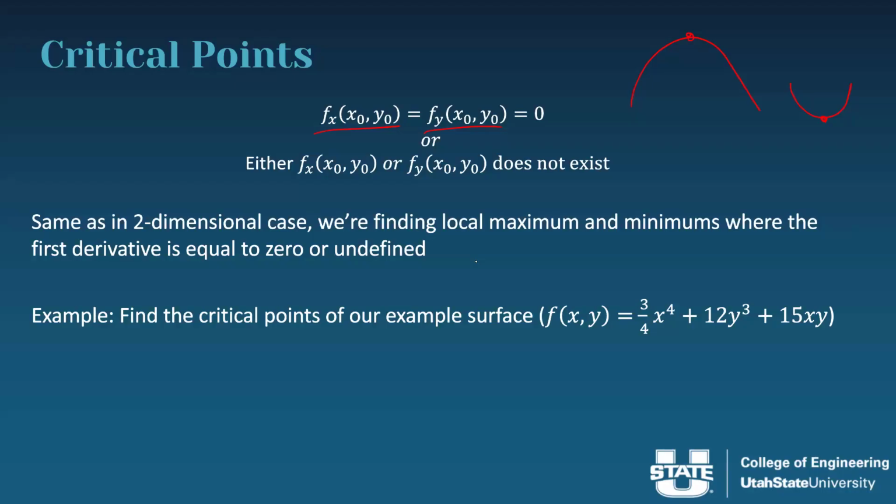So let's find the critical points of our surface. We already found our partial with respect to x, which we found when we took the gradient, is 3x cubed plus 15y. I'm going to set that equal to 0. And our partial with respect to y that we found was 36y squared plus 15x. I'm also going to set that equal to 0.